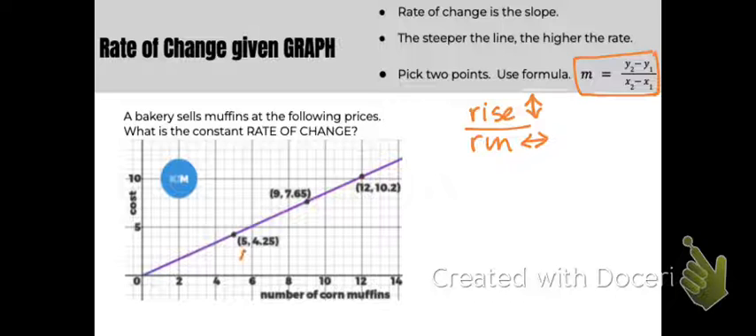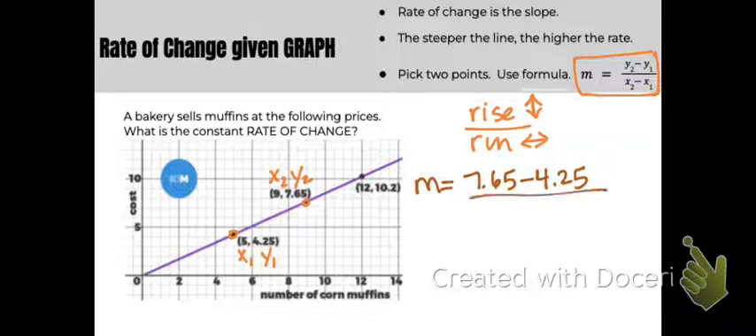So I pick 2 points, and I'm going to label my x and my y. I'll call this x1, y1, and x2, y2. And then you substitute them into the formula. So slope, or rate of change, is the difference between the y's divided by the difference between the x's. Once you substitute them in, you just start to simplify. So let's subtract. And then we can simplify this some more. 3.4 divided by 5 is 0.68.